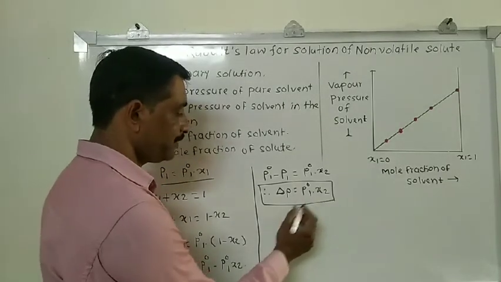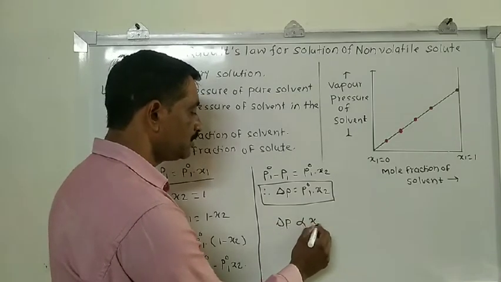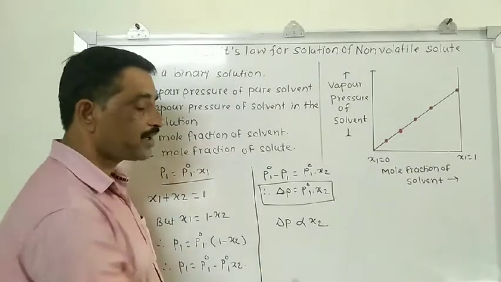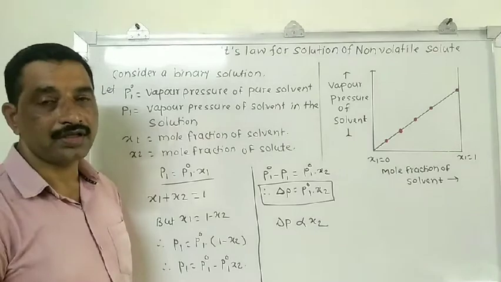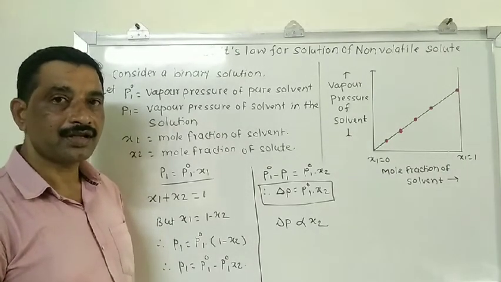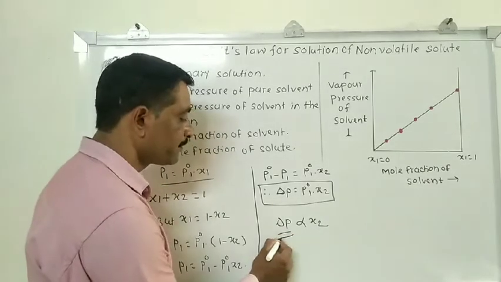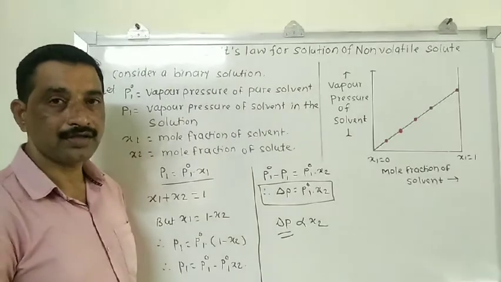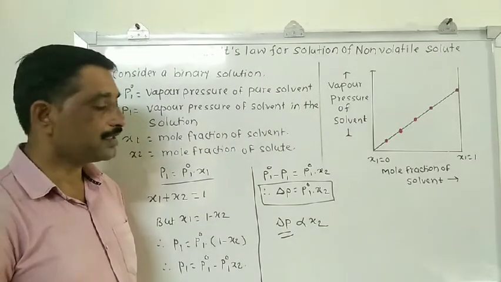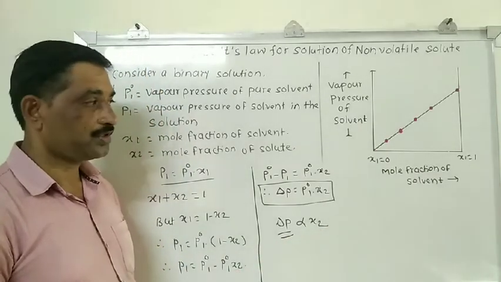So as you compare here, this delta P is proportional to the mole fraction of solute in the solution, and mole fraction of solute in the solution depends upon the number of moles of solute in the solution, means here number of solute particles in the solution, and hence this delta P, that is lowering of vapor pressure, is a colligative property because it depends upon the number of solute particles in the solution.